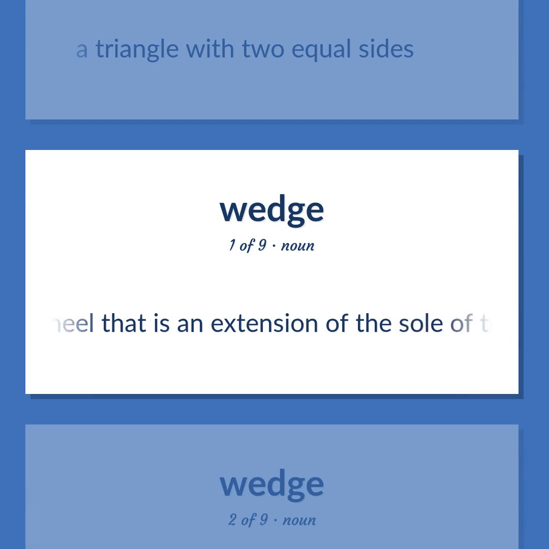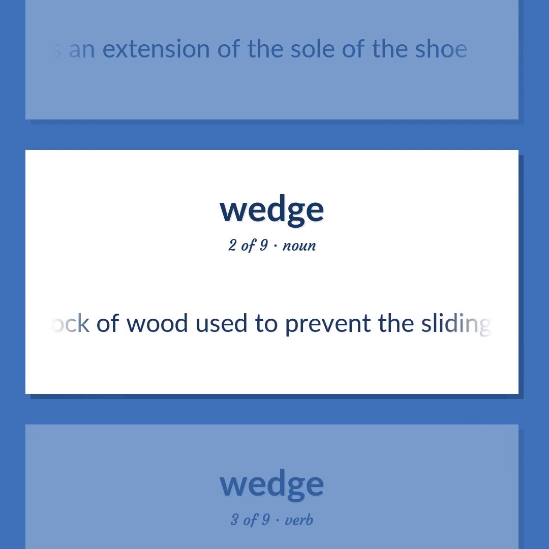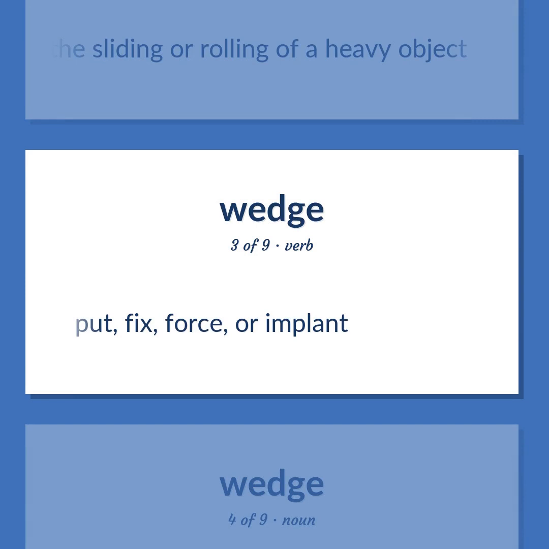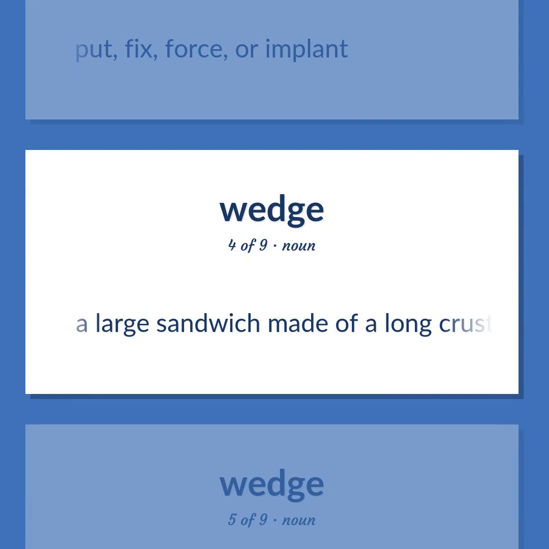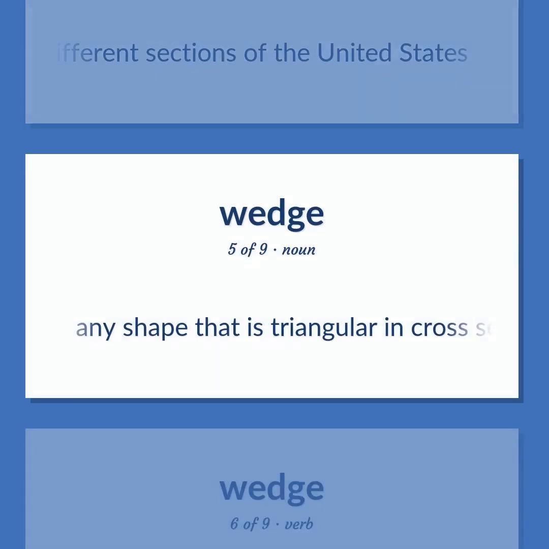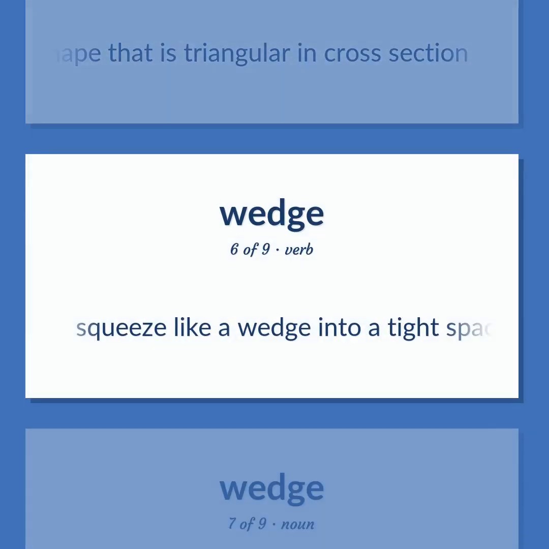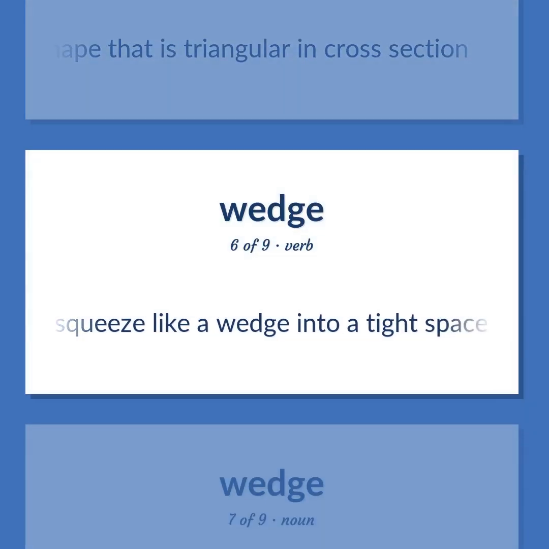A heel that is an extension of the sole of the shoe. A block of wood used to prevent the sliding or rolling of a heavy object. Put, fix, force, or implant. A large sandwich made of a long crusty roll split lengthwise and filled with meats and cheese, and tomato and onion and lettuce and condiments. Different names are used in different sections of the United States. Any shape that is triangular in cross-section. Squeeze like a wedge into a tight space.